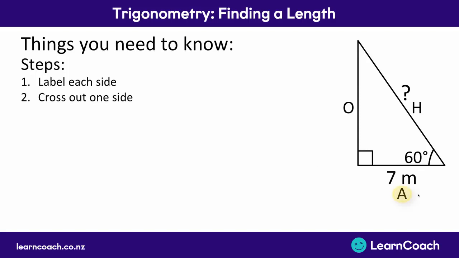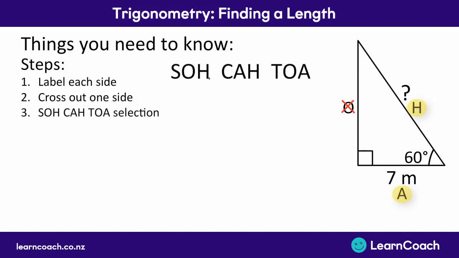Now we're told what A is, that's 7 meters. We want to find H because that's the question mark. We don't want to find O, we don't know O so it doesn't help us, so let's cross that one out. Then you're going to have to pick which one out of SOH, CAH, or TOA is going to help you solve this problem. Now given that we have A and H, we're going to use CAH because that's the only one of the three that has an A and an H.